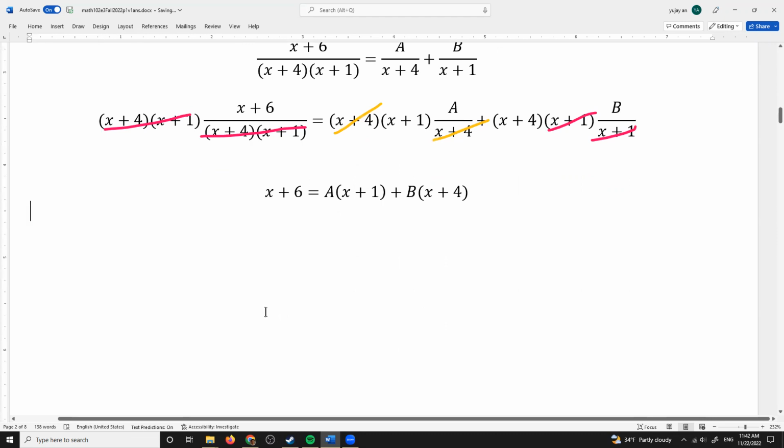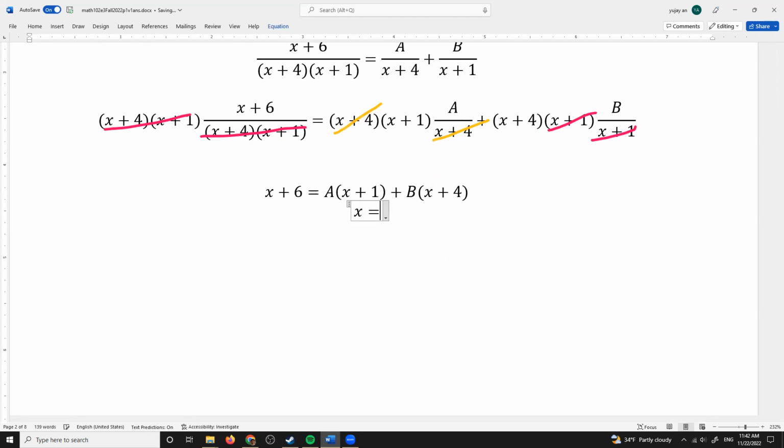Okay, so what do we plug in? X equal to, anyone? You guys are so quiet today. No one, okay. All right, usually in class, you guys know what to do, but okay.